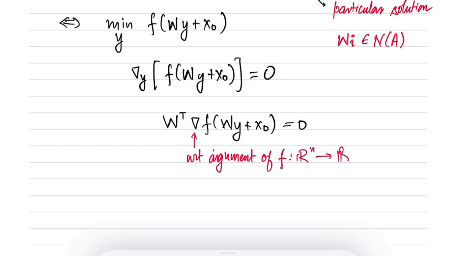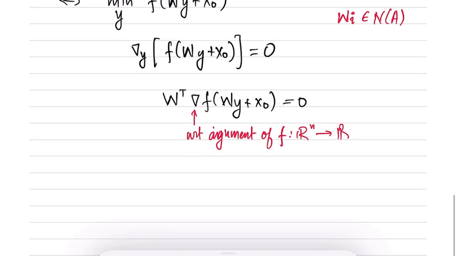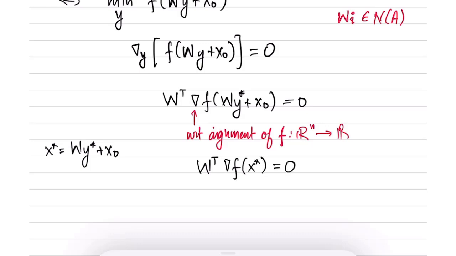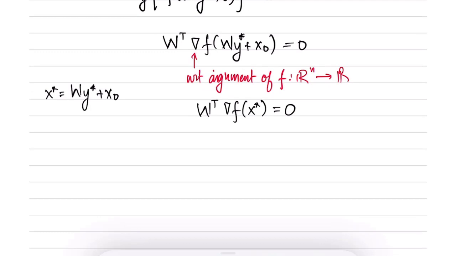So this is the optimality condition, and this is the optimal y actually. So y star I should write, and the optimal y star would be such that x star is equal to W y star plus x0, right? So if I substitute that here, I get the optimality condition W transpose gradient f of x star is equal to 0. And the other way of writing this, so what is this expression saying?